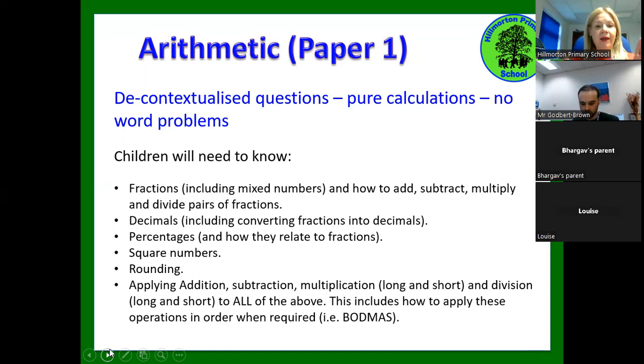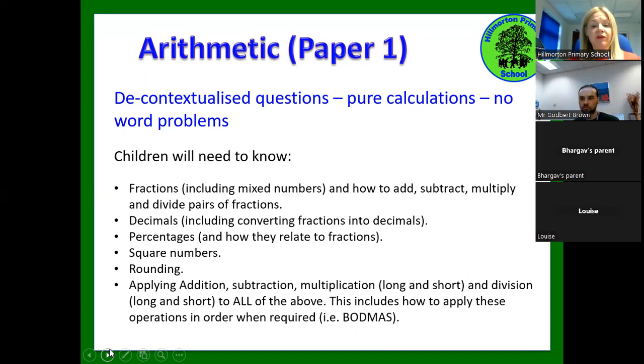They are column addition, column subtraction, long multiplication, long division, some simple decimals, some simple percentages, so 10% of 60, for example, and they'll need to know square numbers, and there's some fraction questions, so fractions of numbers, and some adding, subtracting, multiplying, and dividing fractions. But they don't need to unpick what the question is from a word problem.